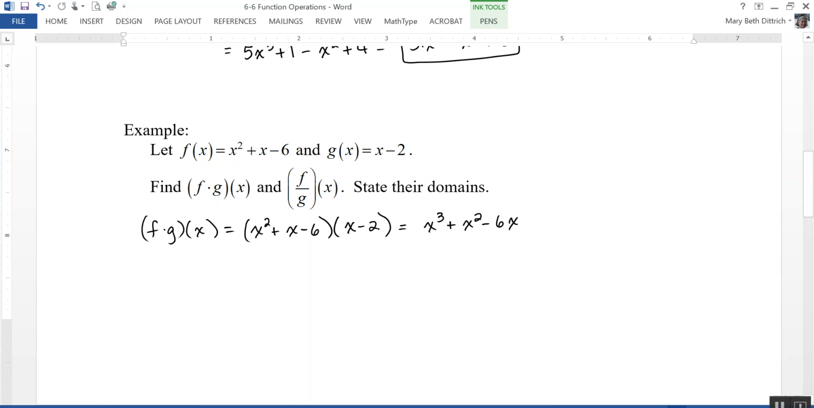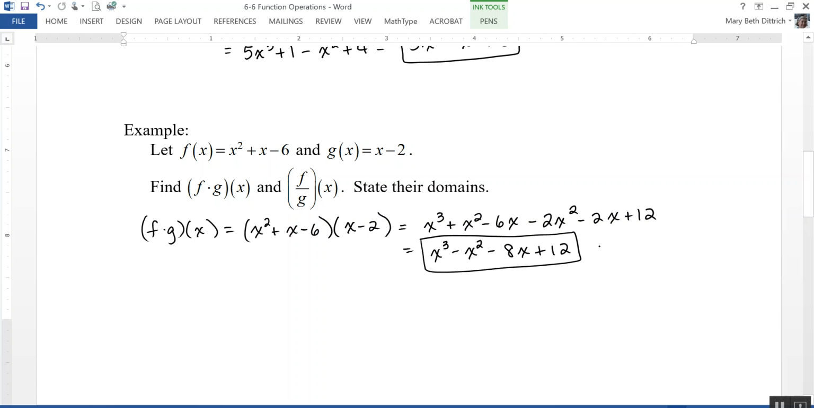And now I'll distribute this negative 2 to the trinomial. Minus 2x squared minus 2x plus 12. Combining like terms, I get x cubed minus x squared minus 8x plus 12. And again, in this case, x can be any value, so my domain is all real numbers.